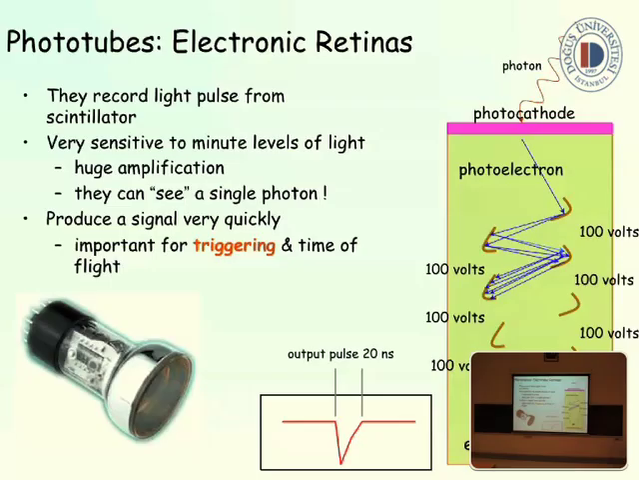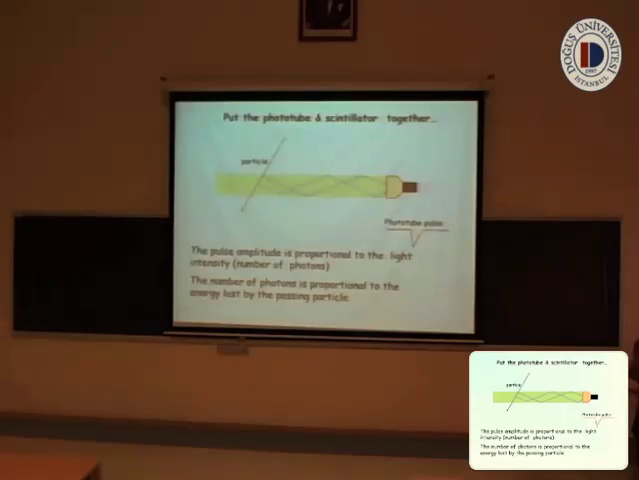Okay. So phototubes record a light pulse from the scintillator, are very sensitive to minute levels of light, and give huge amplification. They can see even a single photon. It means very good resolution, and they produce a signal very quickly. That's important for triggering and time of flight because they are very quick. So what happens if we put them together? We take the scintillator and the phototube, and then we have a very good tool to perform the measurement.